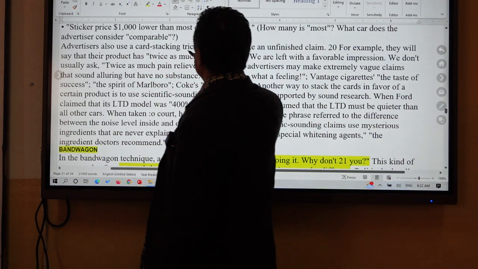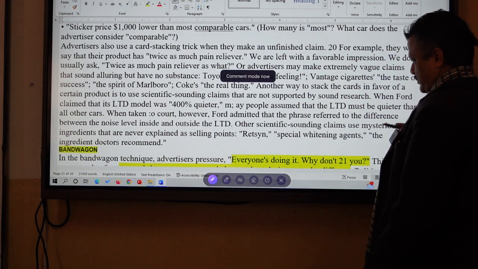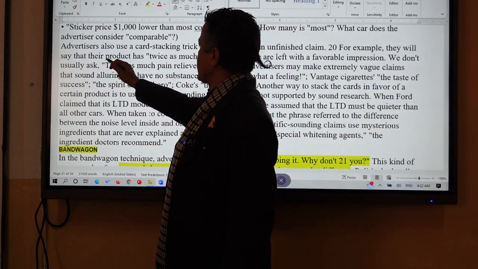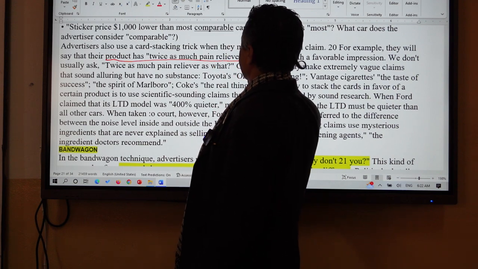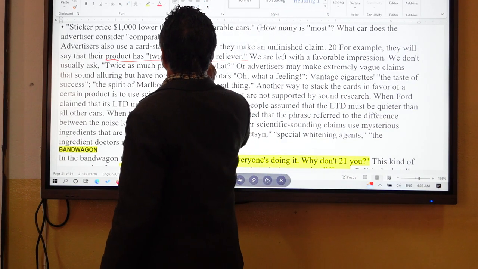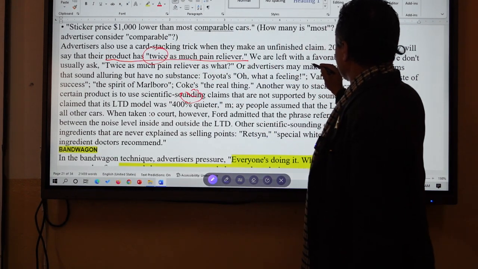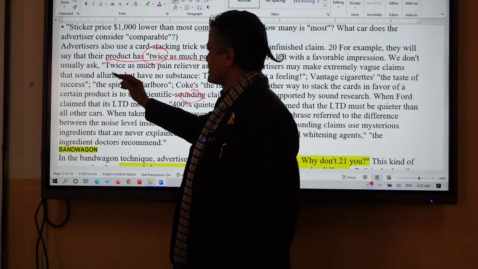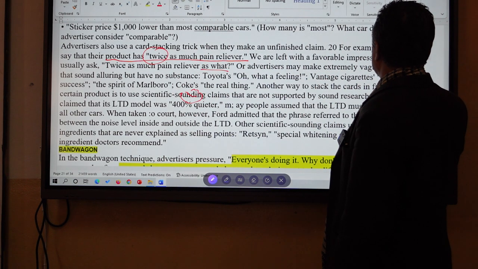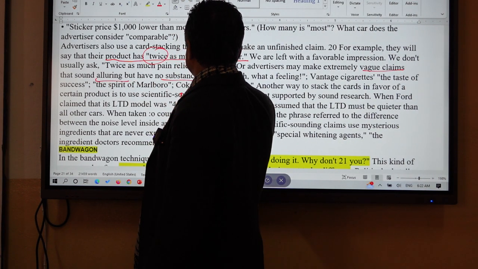Advertisers also use the card stacking trick when they make an unfinished claim. Right? Let's read slightly and see. For example, they will say that their product has twice as much pain reliever. When you say that my product has two times more effect, now you don't know in comparison to what. Twice in comparison to what? They don't tell. We are left with a favorable impression. We don't usually ask, twice as much pain reliever as what? Or advertisers may make extremely vague claims. Look, making vague claims that sound attractive but have no reality.